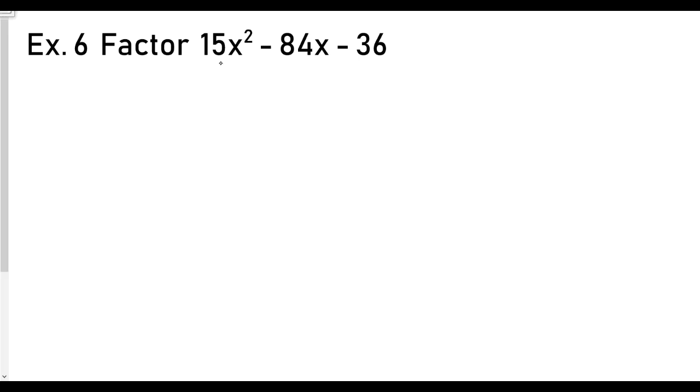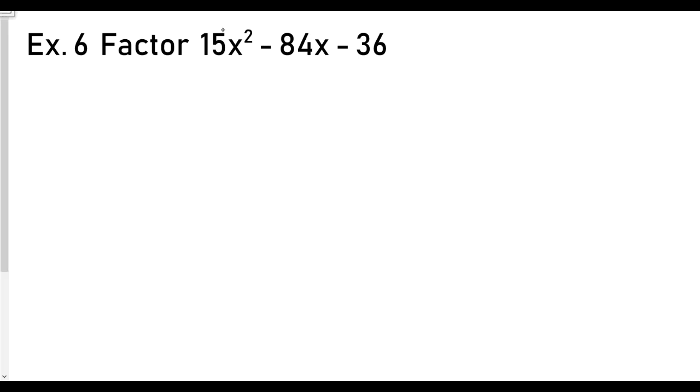Okay, 15x squared minus 84x minus 36. So maybe this one has a GCF, and I would guess that it probably does because those are all relatively big. Do I really want to multiply 15 by 36 and then find factors that combine to negative 84? Probably not. So let's see if we can find a GCF.